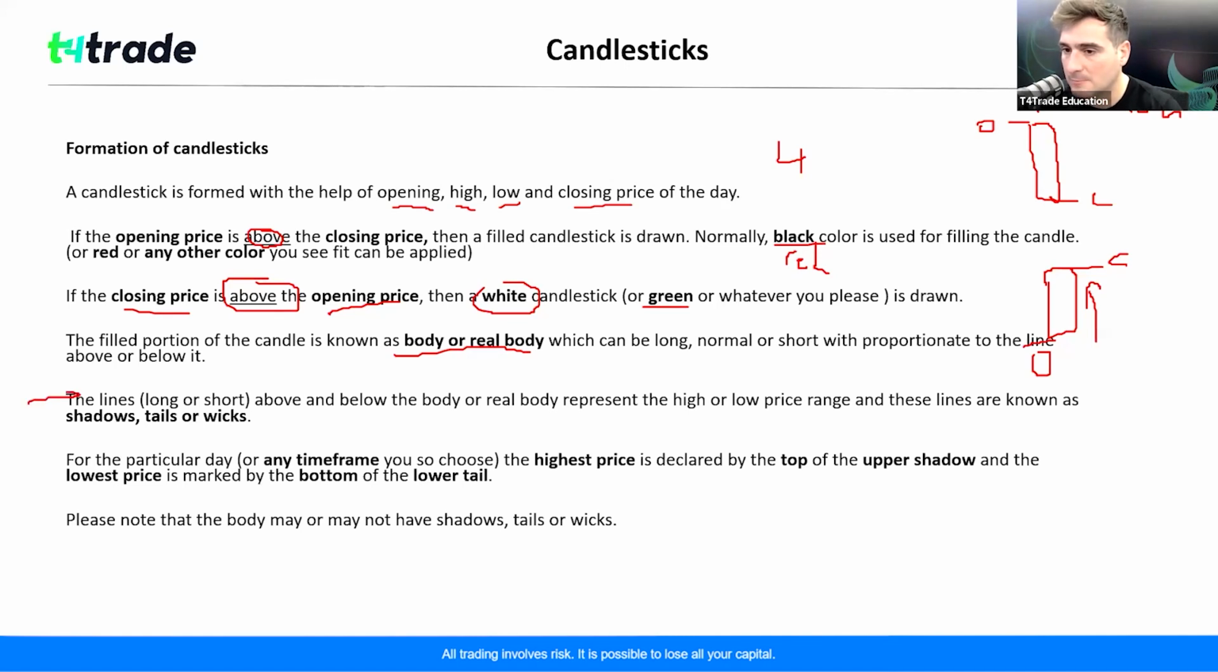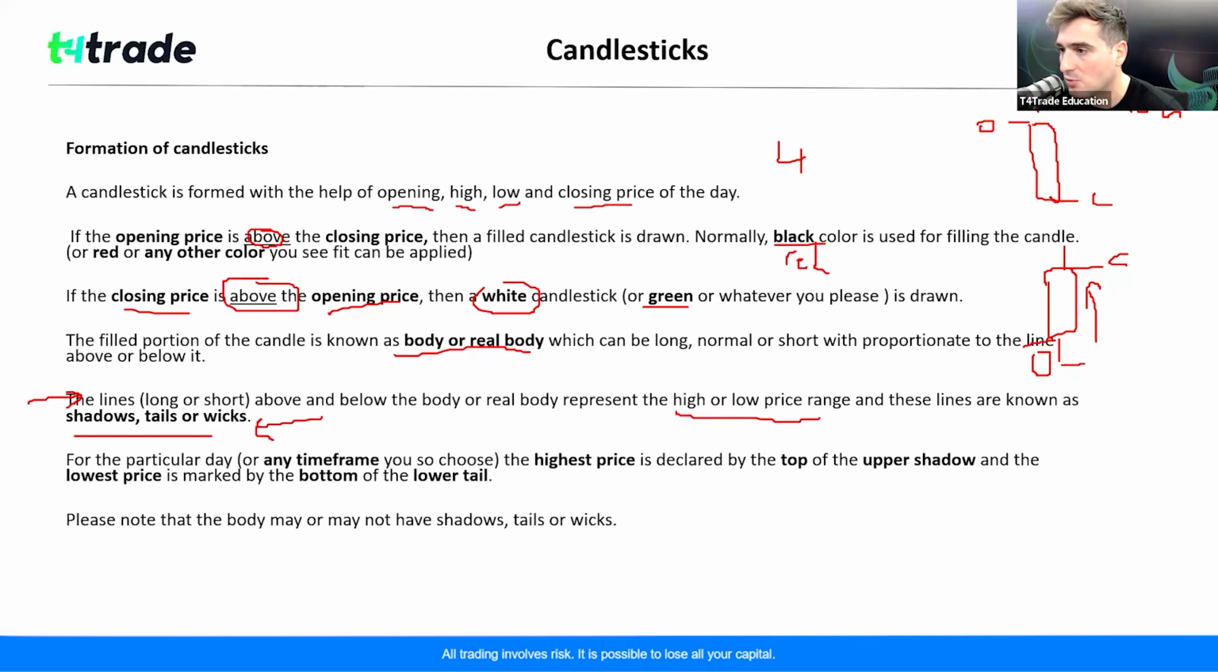And the lines, either long or short, below and above the real body represent the high and low price range. We mentioned this, and they are known as shadows, tails, or wicks. You can find this common lexicon, definitions, or at least names, or slang if you like, for these high and low points as shadows, tails, or wicks. Irrespective of what they are called, they convey the same information.